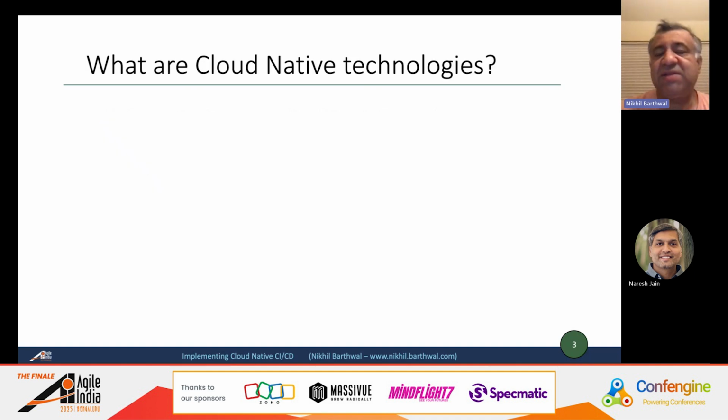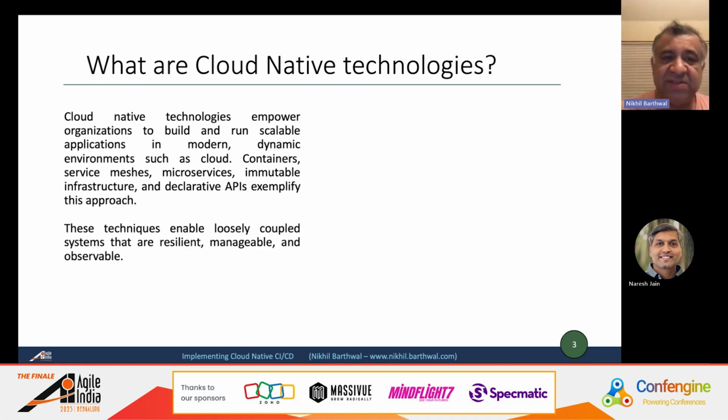Okay, so let's start with what cloud native technologies are. We hear this term a lot, cloud native, cloud native. So I just want to nail down what specifically we are talking about. This is the textbook definition of cloud native technologies. I've taken it from the Cloud Native Computing Foundation, CNCF, and you can go through this definition, but there are a couple of things that I wanted to point out from here.